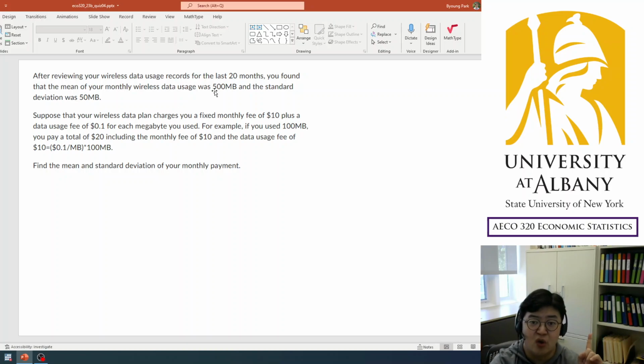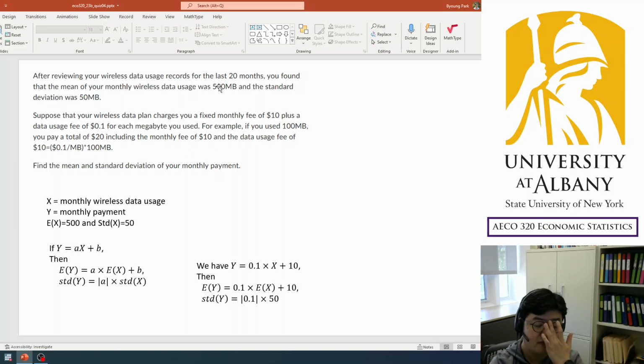Okay, and you know the mean and the standard deviation of the original random variable. Let me summarize what I just said. I define x as the original random variable, wireless data usage in megabytes, and y is monthly payment in dollars, of course. And then what we know is the expected value of x, the original variable's mean, is 500 megabytes, and standard deviation 50 megabytes. Okay, this is what is given in the question.